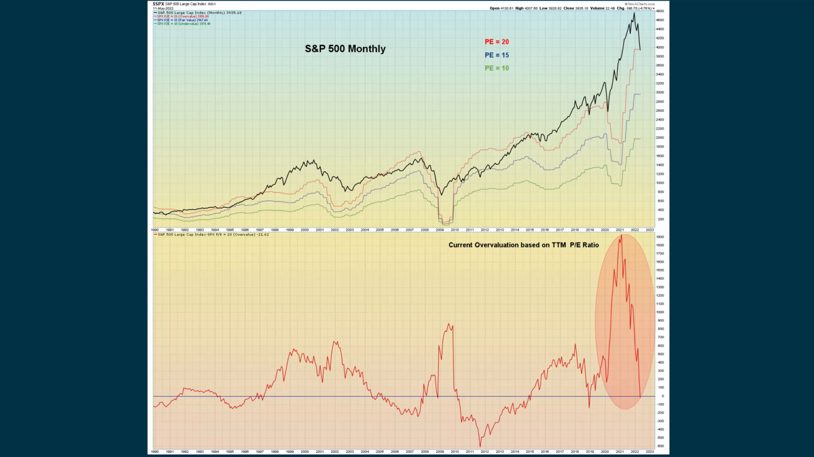We were way above this. You can see all 3 lines, the red, the blue, and the green, they have been climbing. Prices have been climbing a lot more. If you look at the bottom part of this chart, this just measures the distance between price, the black line, and the red line, the PE ratio of 20. And we're coming back down as we're seeing recent weakness in the S&P 500.